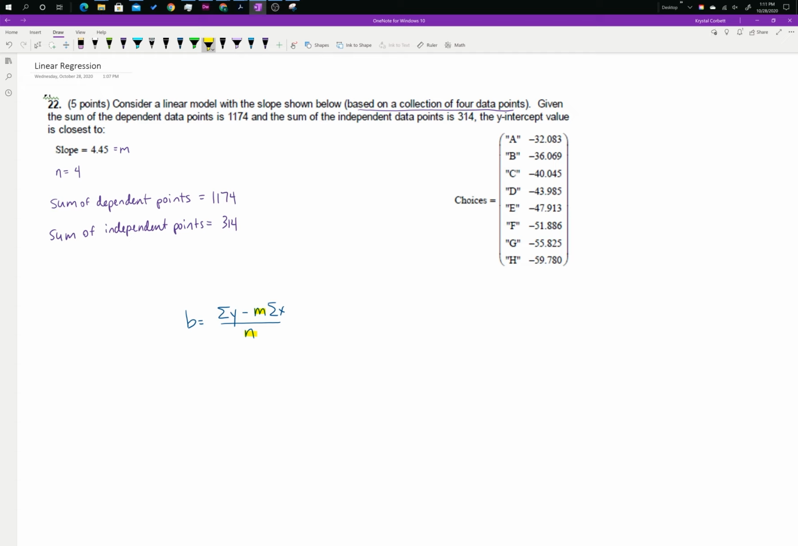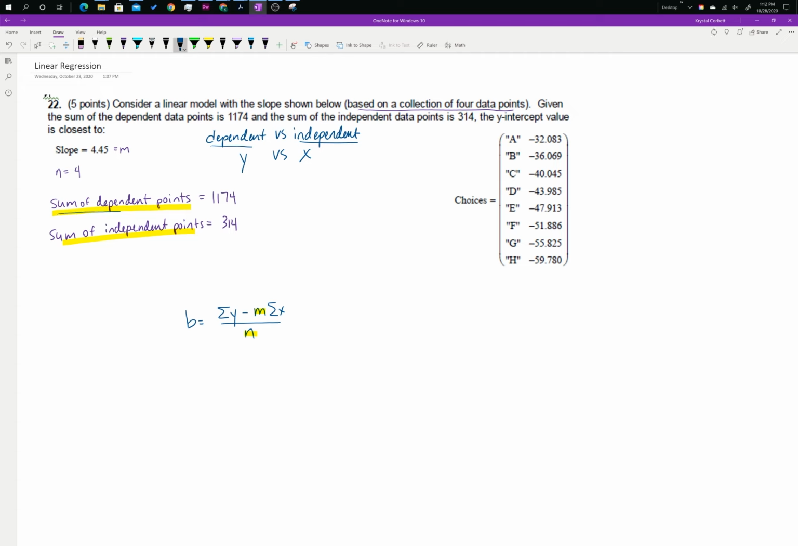Now the summation of y and the summation of x were also given to us, but you have to be able to understand which one is the summation of y and which one is the summation of x. The first term that they gave us was the sum of dependent points. Do you remember what is referred to as the dependent axis, or what is referred to as the independent axis? Remember, when you title a chart, you always title it as dependent versus independent axes. So it's always your dependent versus your independent axis, which is your y versus your x-axis.